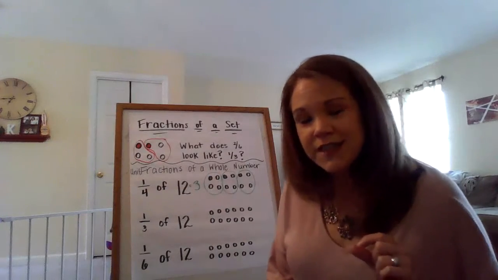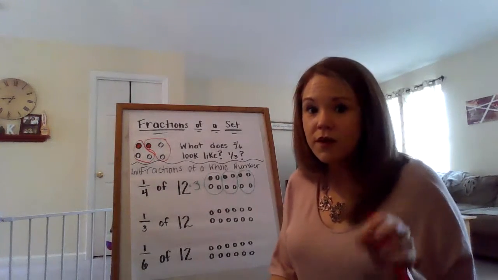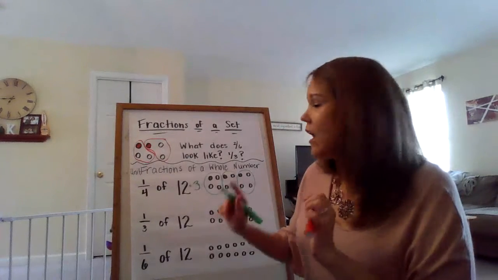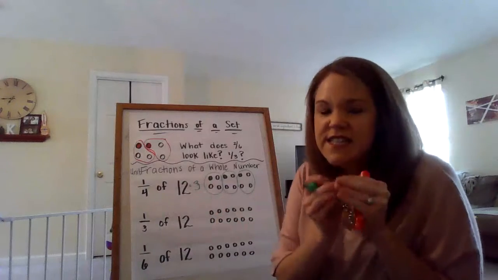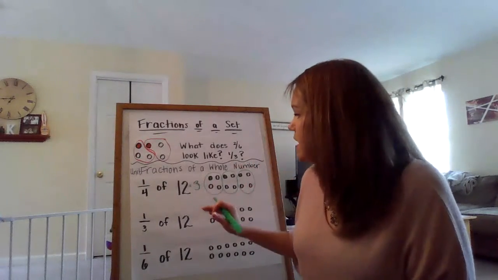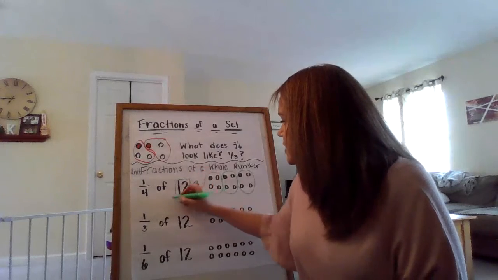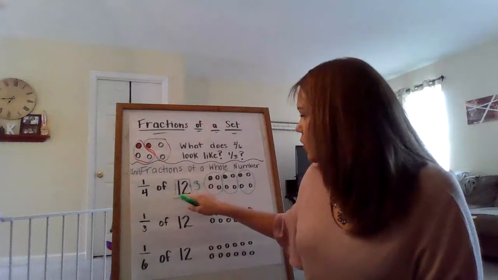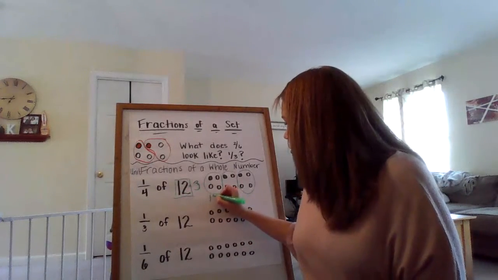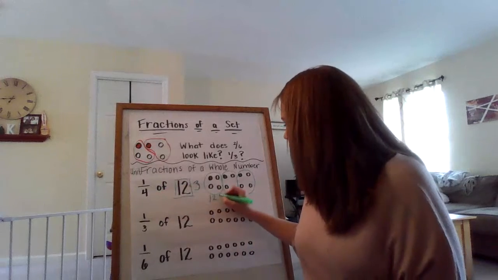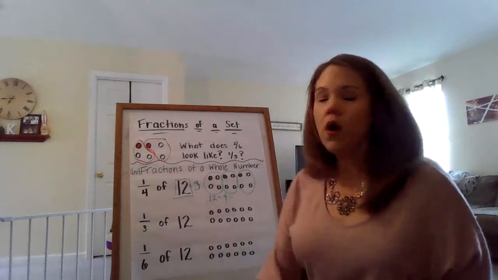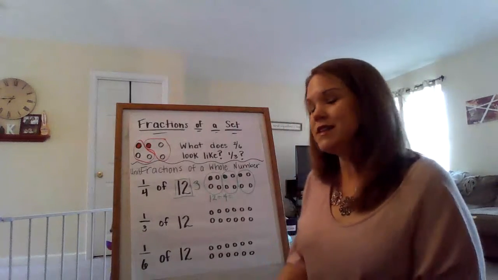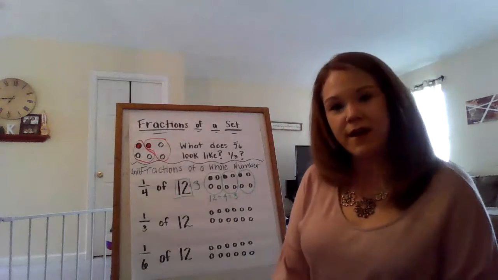But I want to show you a little secret. Now this is only going to work with unit fractions, and if we want a nice even number, our whole number has to be divisible by the denominator of the unit fraction. So let me show you what I mean. So our whole number is 12, right? What is 12 divided by 4? Or 4 times what is 12? Well, I know that 4 times 3 is 12. So we can do it that way, okay?